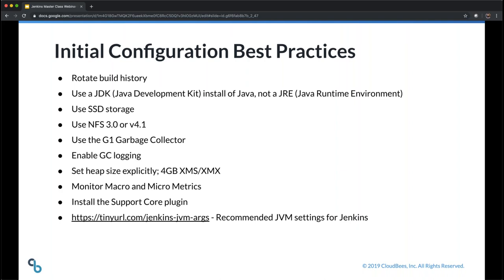There's a few things you can look at. Rotate your build history, use a JDK instead of a JRE, a solid state drive storage instead of your typical flash storage, right? And then something like NFS, where versions 3.0 and 4.1 are known to be better performing. So these little tips and tricks and best practices are really helpful for overcoming those challenges with Jenkins administration.